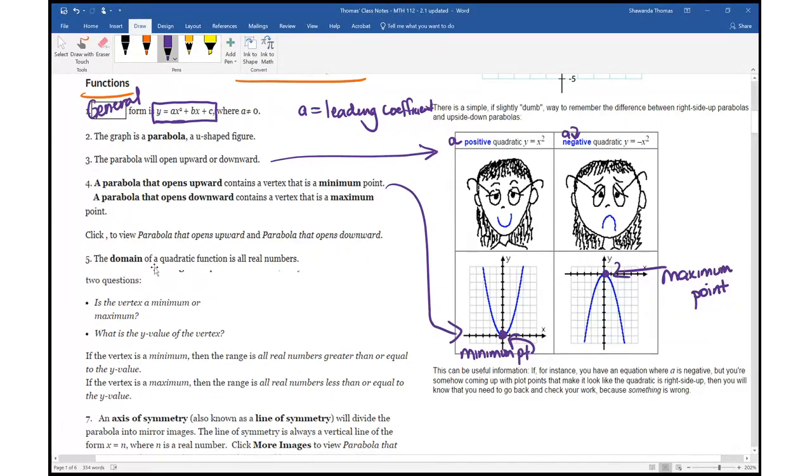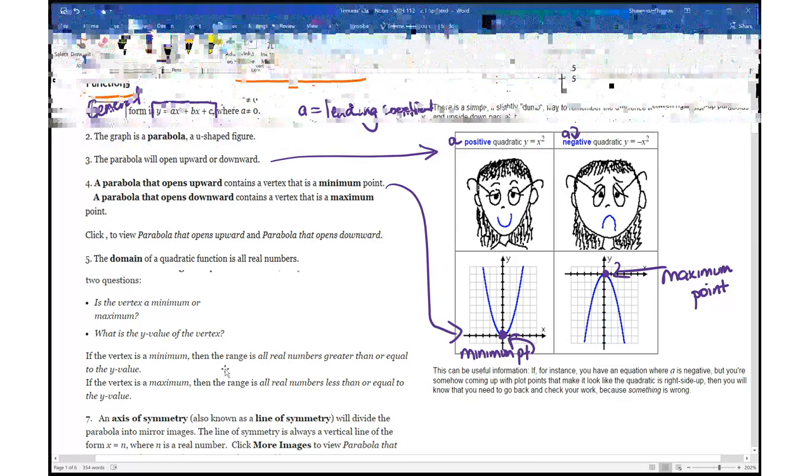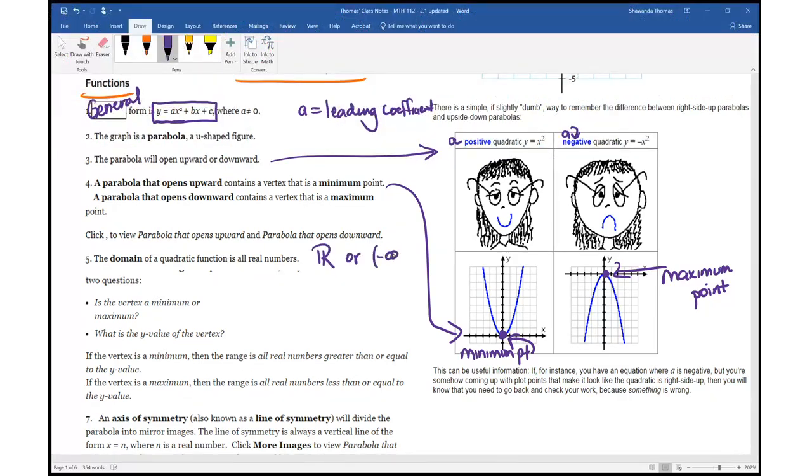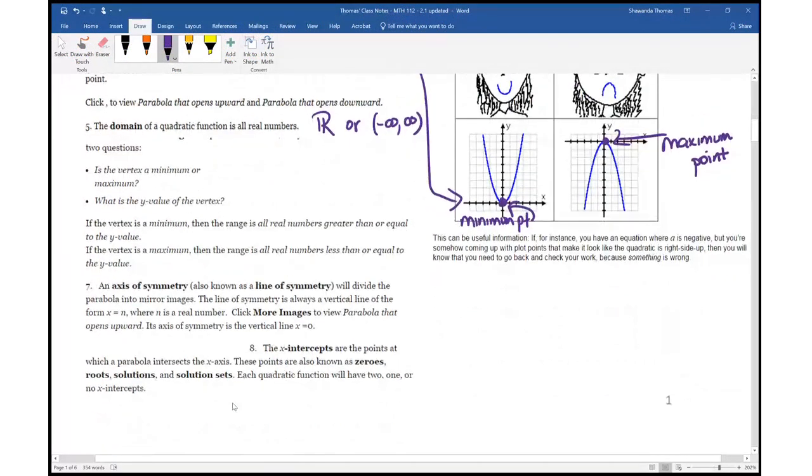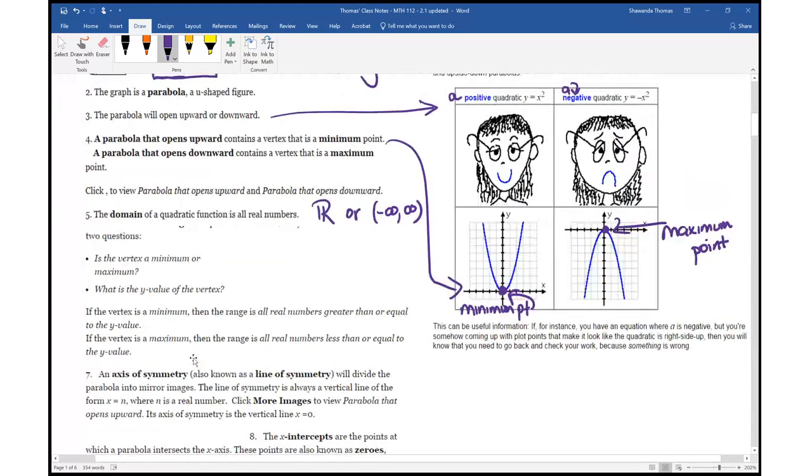The domain of a quadratic function is all real numbers. And what is the symbol for all real numbers? It's that double R. And in interval notation, it would be negative infinity to positive infinity. An axis of symmetry, also known as a line of symmetry, divides the parabola into mirror images. So if we divided this parabola right here in half, that's called your axis of symmetry.